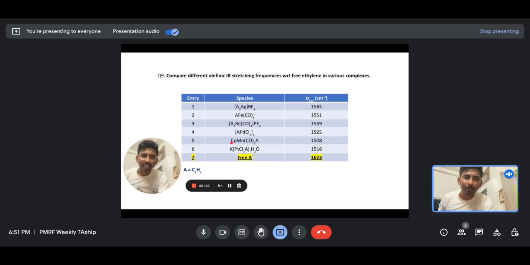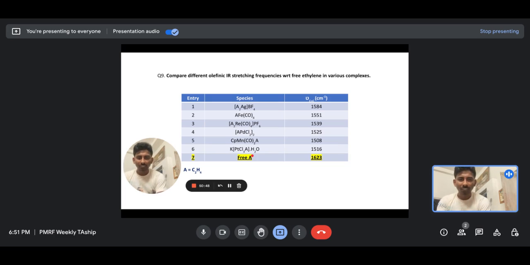In case of CpMn(CO)2, Cp minus is a very strong sigma donor ligand, so that will increase the electron density on the manganese 1 center. So the manganese electron density will be very high in this fifth species, CpMn(CO)2. So this manganese 1 will again back donate the electron to the ethylene more. So that's why in this case 1500, the lowest among all these species, is actually observed.